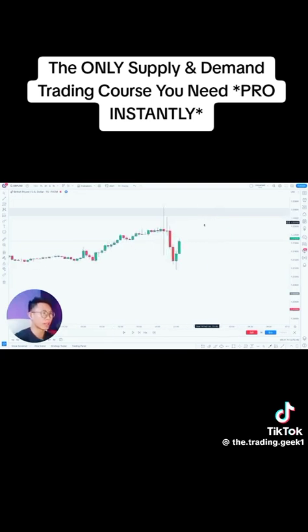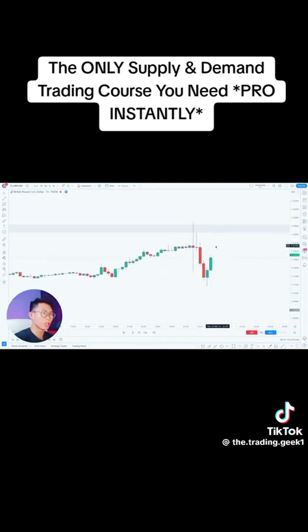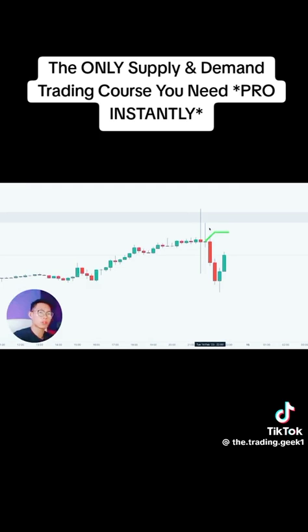And if you look at the next candle, price actually touches this supply zone and gave a long upper wick. What does this tell us? A long upper wick tells us that there are a lot of sellers at this area pushing the price down. Therefore, the price closes somewhere right around here, which is at a very low price.